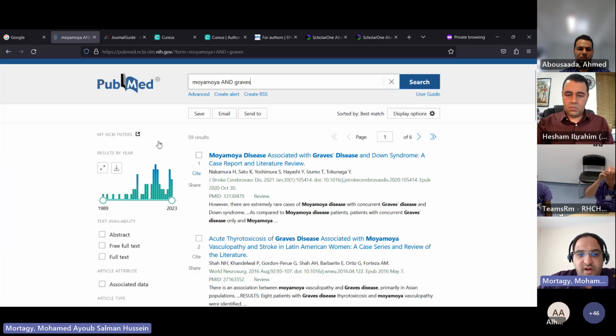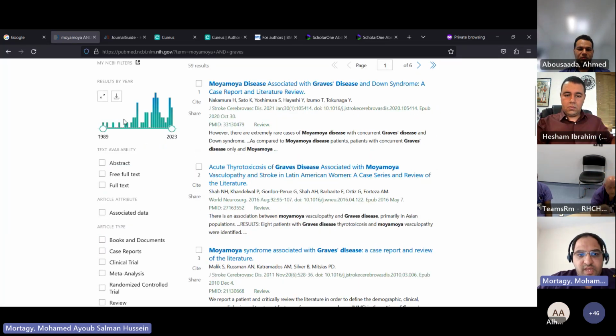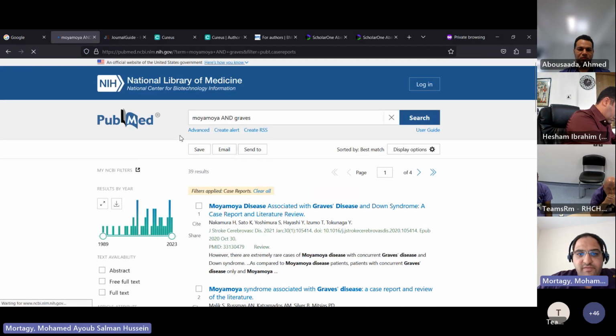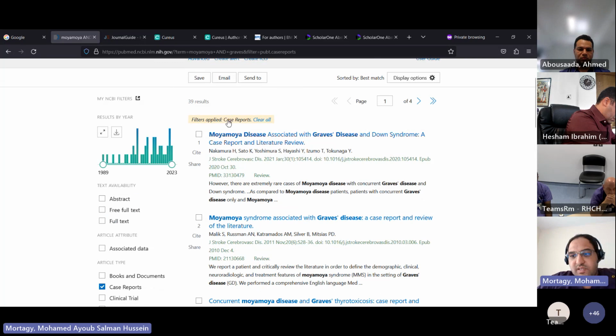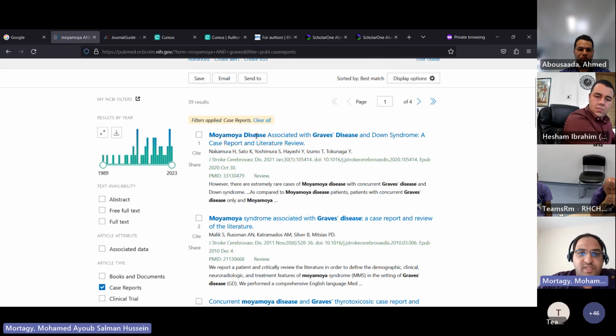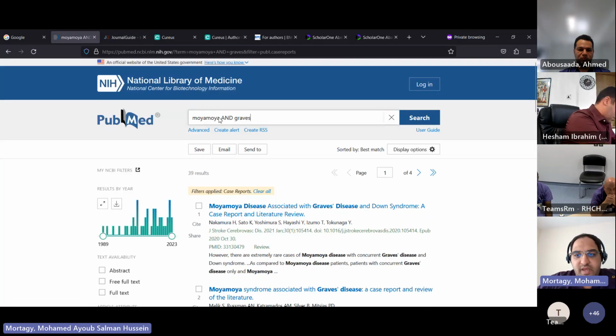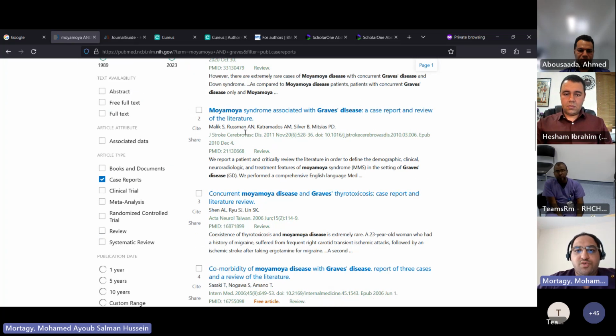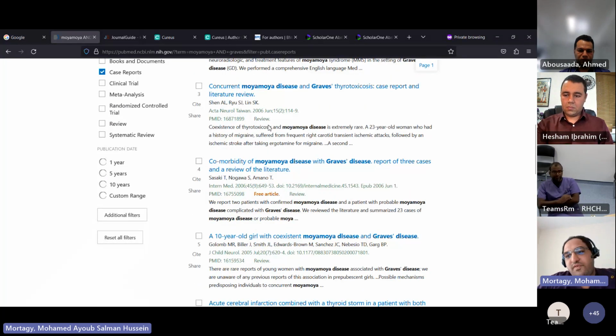So you have 59 articles. If you go down below, you can filter by case reports, and then it gives you 39 results. So there are 39 published case reports about Moyamoya and Graves. This doesn't mean that I cannot publish it, but it means that there's a lot about it in the literature. But you have to go through the results to make sure it's similar or different than your case report, because if it is the same, there's no need for publishing it.